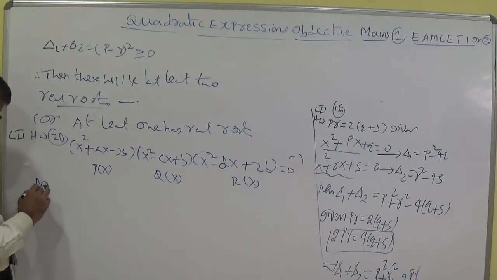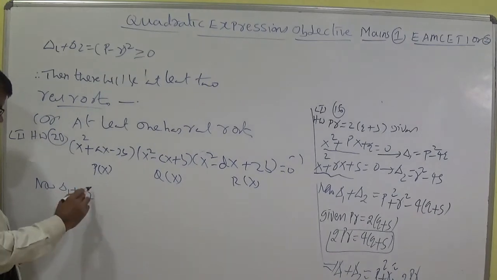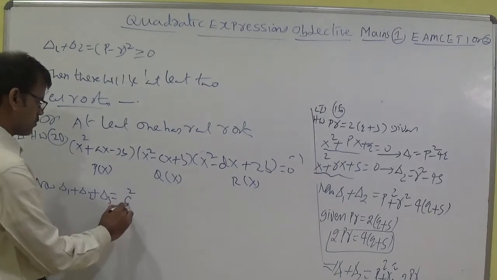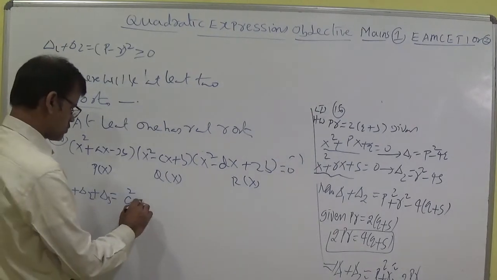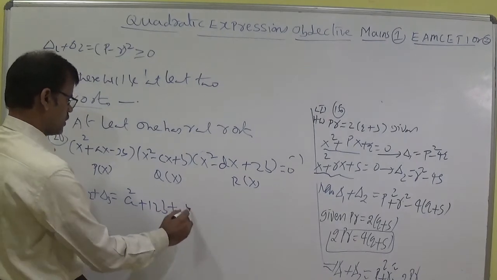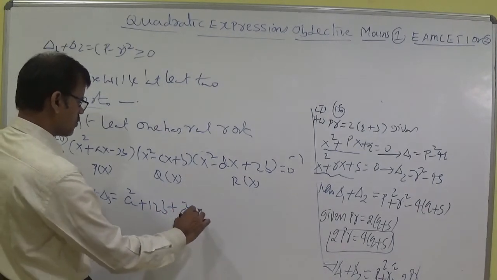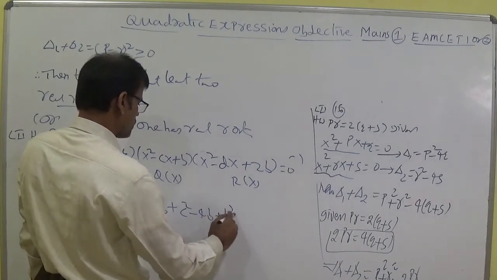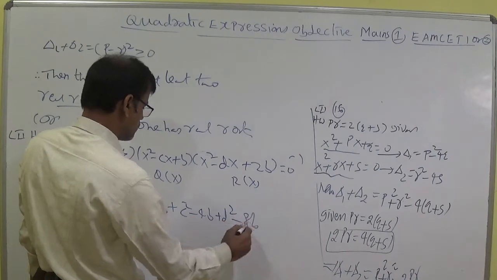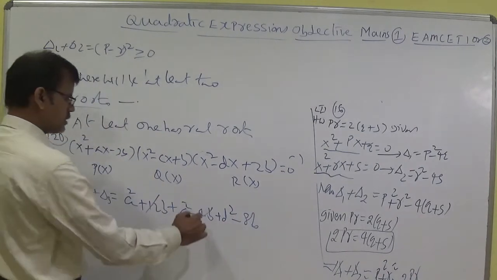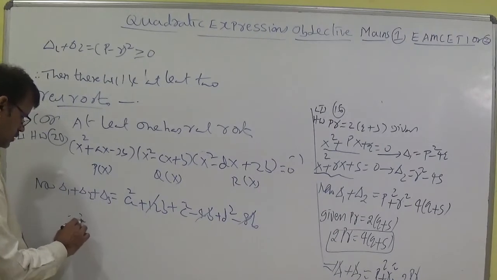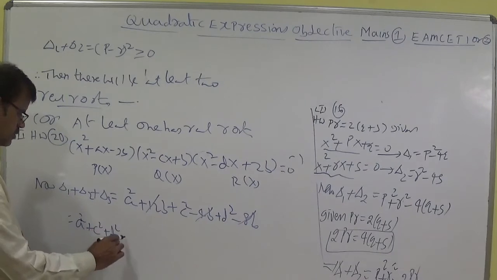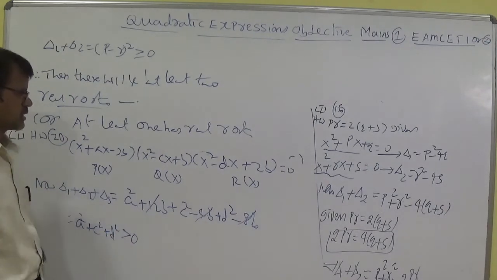Now let us discuss delta 1 plus delta 2 plus delta 3. Delta 1 we can write here a square plus 12b, plus delta 2 you can write c square minus 4b, plus delta 3 you can write d square minus 8b. Here 12b minus 4b minus 8b will be cancelled. We got a square plus c square plus d square, and compulsorily this is greater than 0.